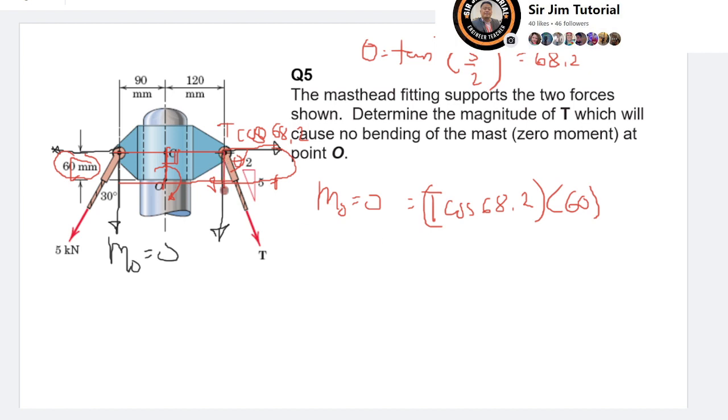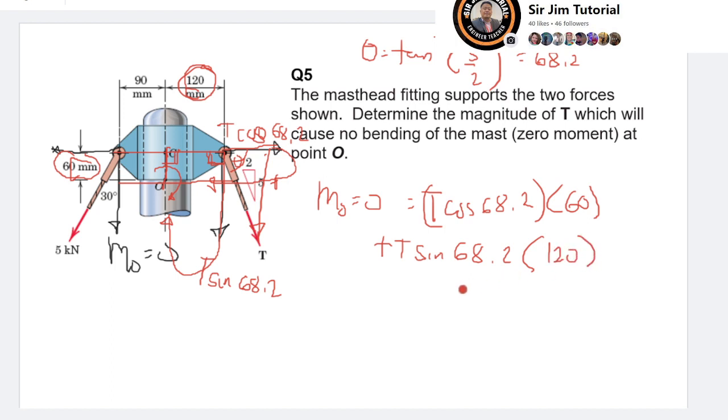How about this one? The direction of this one is going here. It's also clockwise, and then the perpendicular distance is 120. So this function here is opposite of this angle. It's the same as here. So this function here is T sine of 68.2. So it's also clockwise. You can have plus T sine of 68.2 multiplied by, again, as I said, the perpendicular distance. As it rotates going here, it's 120. All are using millimeters.